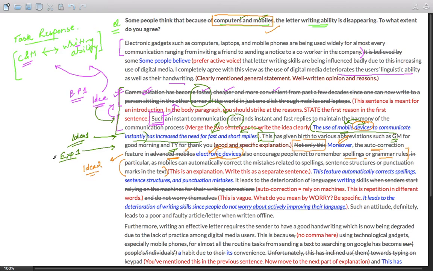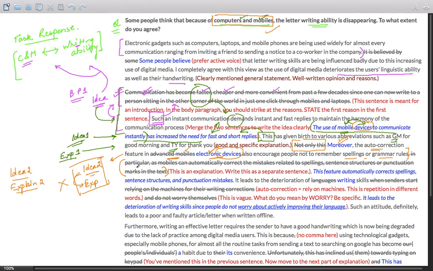And what you have done is you have merged the idea with explanation. They are in the same sentence, and this should not be done. They should not be the same sentence. So you should clearly express an idea and then explain the idea in a separate sentence. So explain in a new sentence.